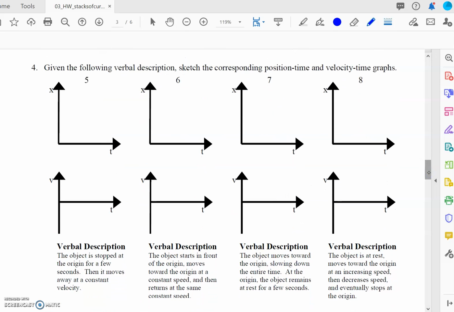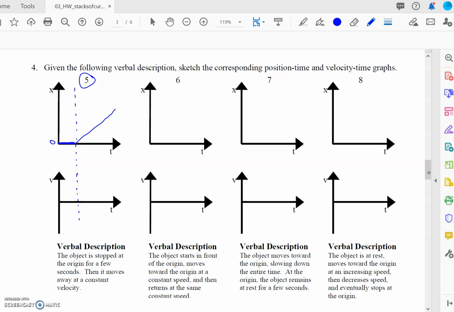In number 4, we have the verbal description, and we have to sketch the corresponding position time graphs. So I'm going to do number 5. It says the object is stopped at the origin for a few seconds. So at the origin is at a position of 0 meters, and if it's stopped for a few seconds, it's going to stay at that same position. You can put one of those dotted lines down through here if you need to, the way the last question was, like that had 2 segments. And it says then it moves away at constant velocity. So I'm going to have it move away in a positive direction, and that's a straight slanted line because it tells me it's a constant velocity.